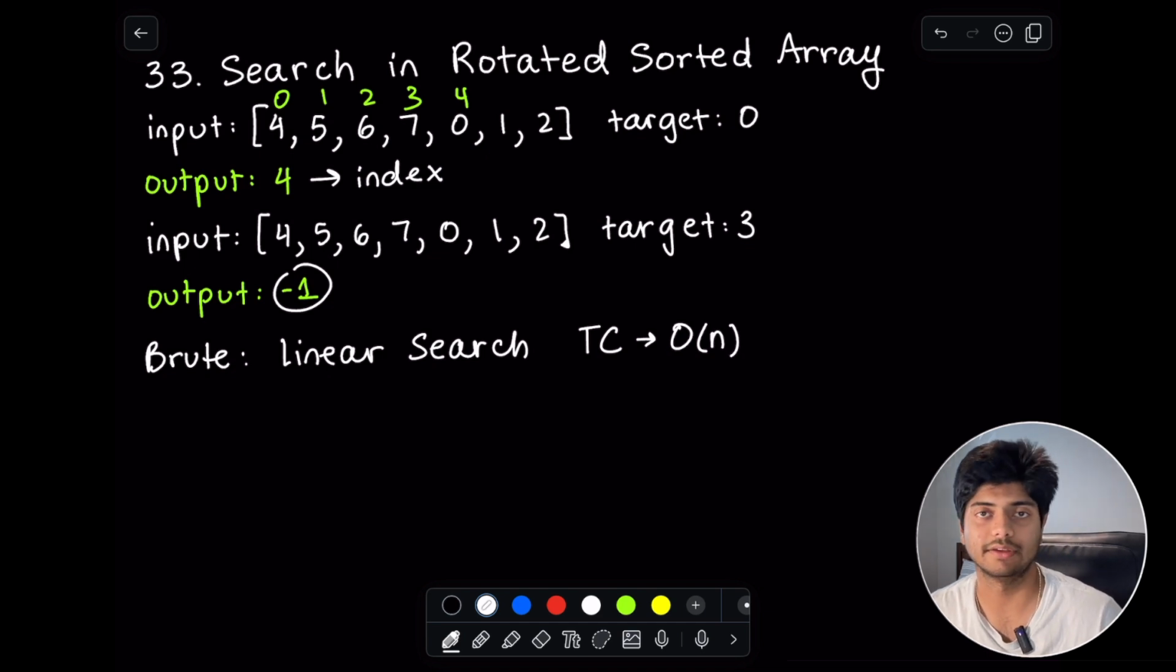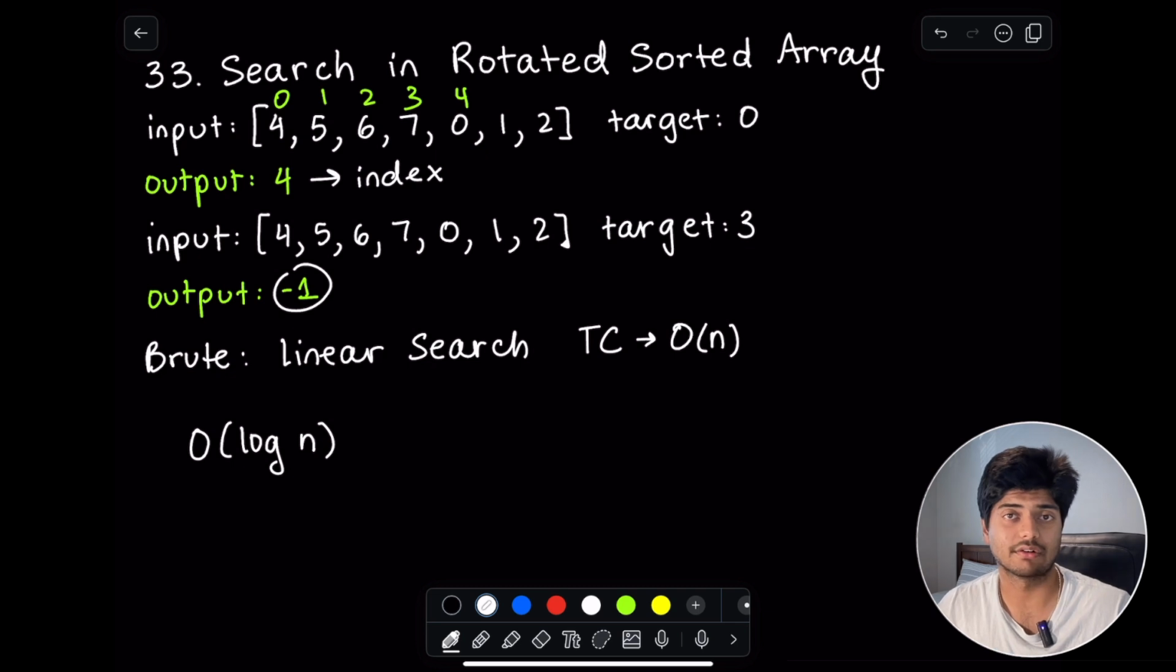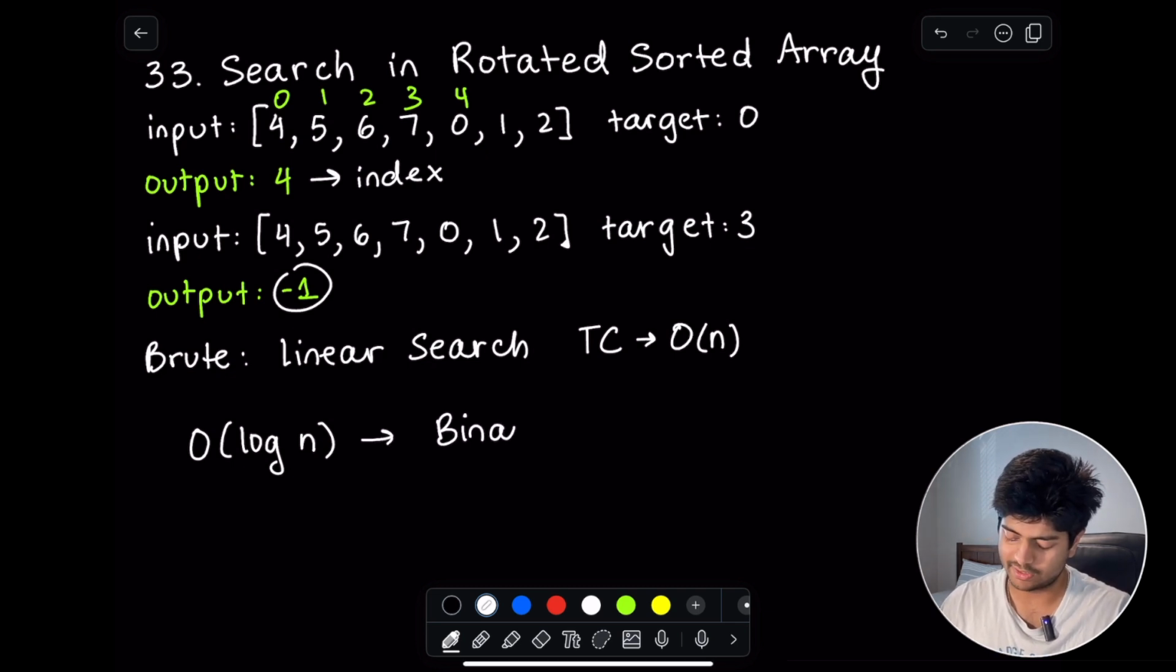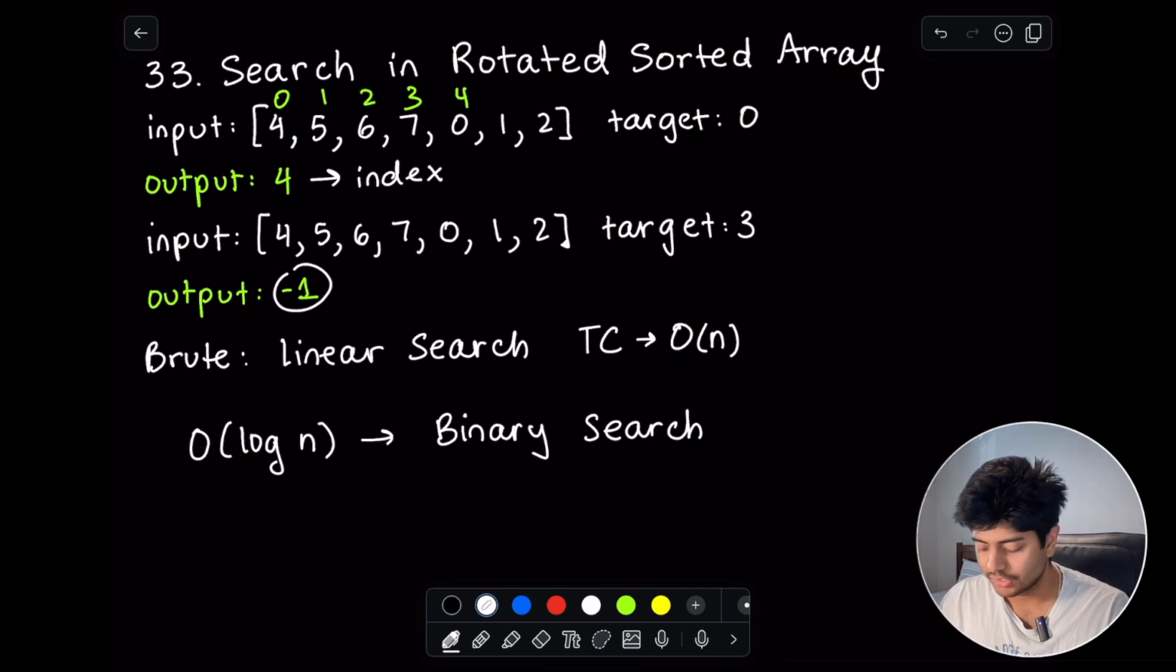And O of n would be okay, but in this question, they actually tell us that they want a log n solution. And the thing that I want everyone to think of when they say log n, especially in a question that requires sorting, is binary search. Anytime they say log n, you kind of want to think of binary search, because binary search is the most common algorithm that has a log n time complexity.